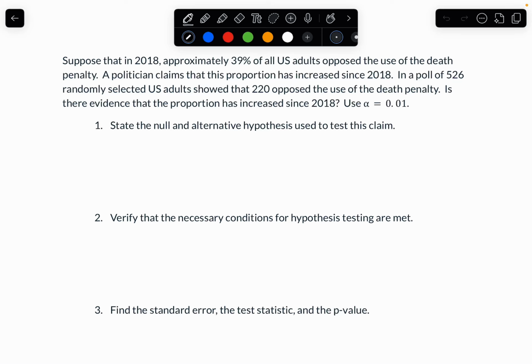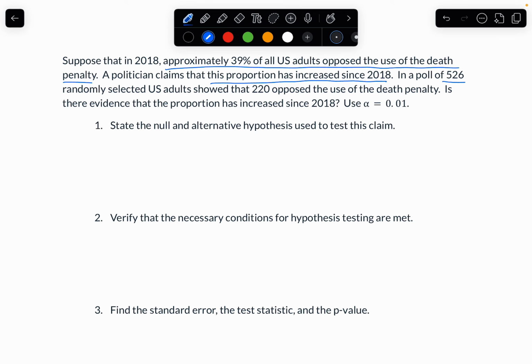We're going to put everything that we've talked about from this section together in one final example where we're going to work through a hypothesis testing question from start to finish. So suppose that in 2018, approximately 39% of all U.S. adults oppose the use of the death penalty. A politician claims that this proportion has increased since 2018.